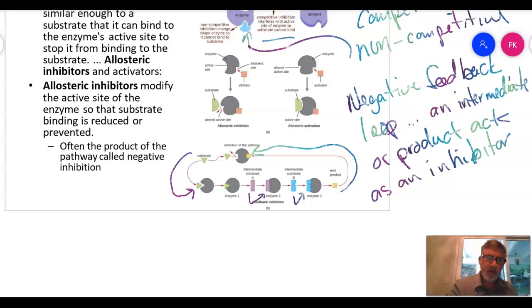So make sure you know that a negative feedback loop right here, right? An intermediate or product acts as an inhibitor.